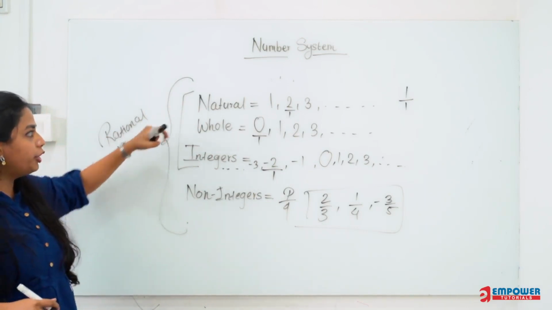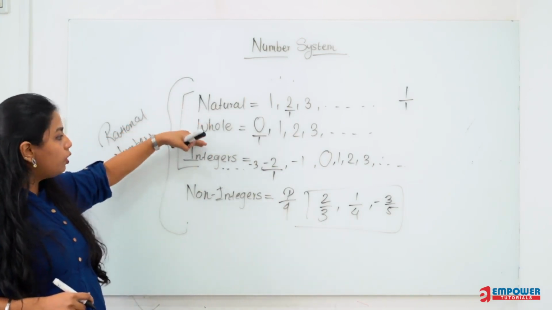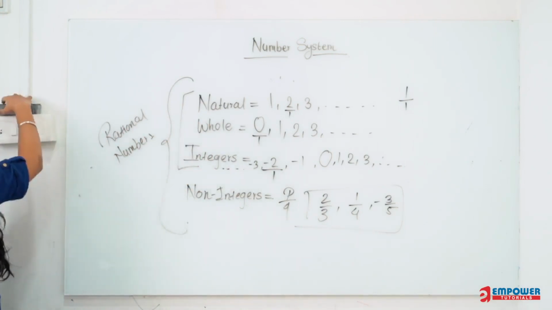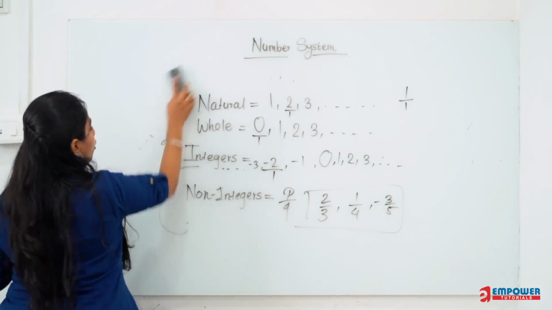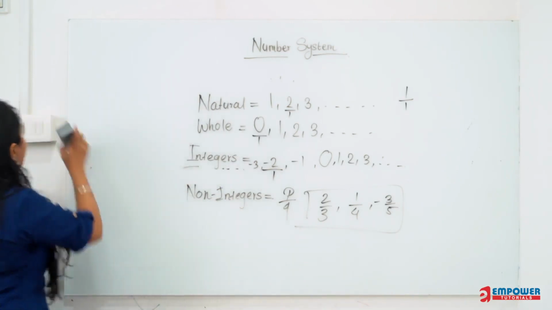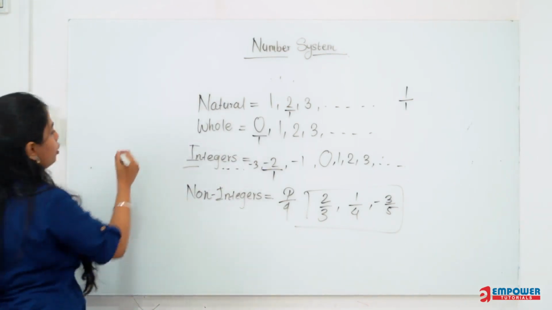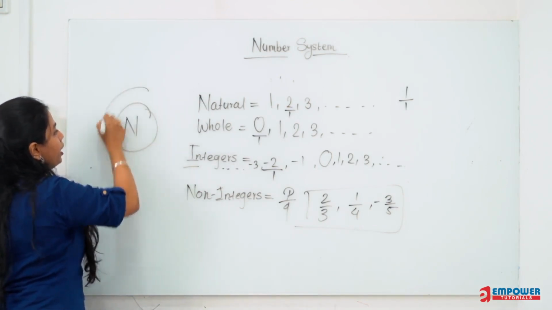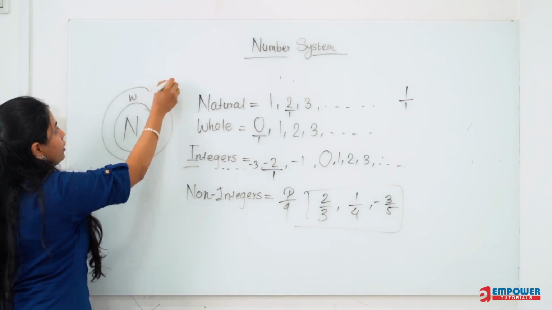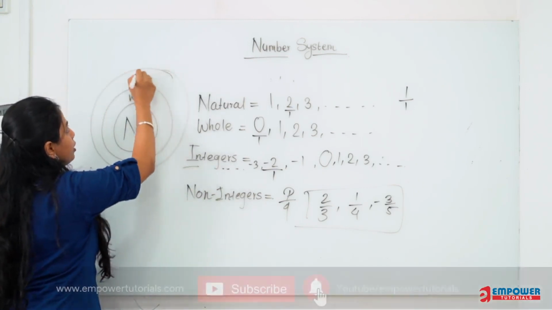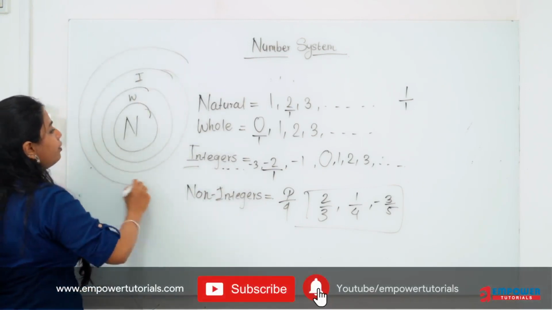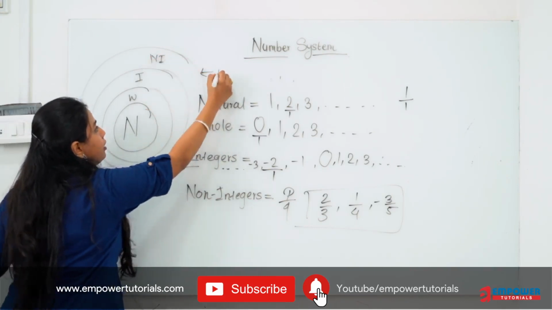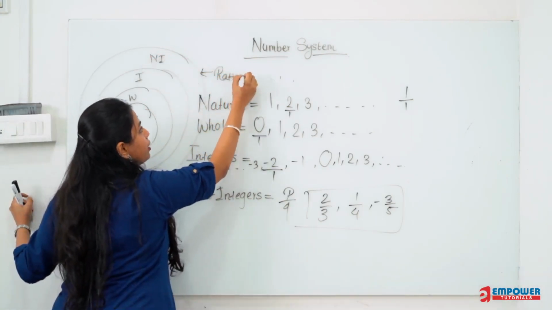So in rational numbers you have natural numbers, whole numbers, integers and non-integers. If you want to represent this in Venn diagram form, you can write it down like this: you have a set of natural numbers, then you have whole numbers, then you have integers, and then you have non-integers, and this circle represents your rational numbers.